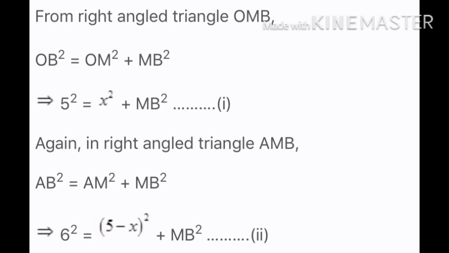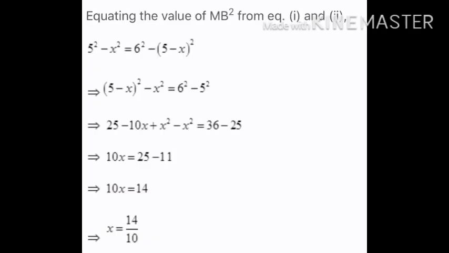From the right angle triangle OMB, OB square is equal to OM square plus MB square by using Pythagoras theorem. 5 square is equal to x square plus MB square. This is equation number 1. Again in right angle triangle AMB, AB square is equal to AM square plus MB square by using Pythagoras theorem. 6 square is equal to (5 minus x) whole square plus MB square. This is equation number 2. Equate the value of MB square in equation 1 and 2.